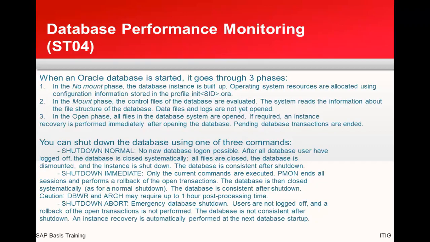Okay, so when an Oracle database is started, it goes through 3 phases, and you can do them independently, or whenever you do a normal start, these are the 3 phases it goes through. First, the no mount phase. In the no mount phase, the database instance is built up. Operating system resources are allocated using the configuration information stored in the profile, that is, the initsid.ora file.